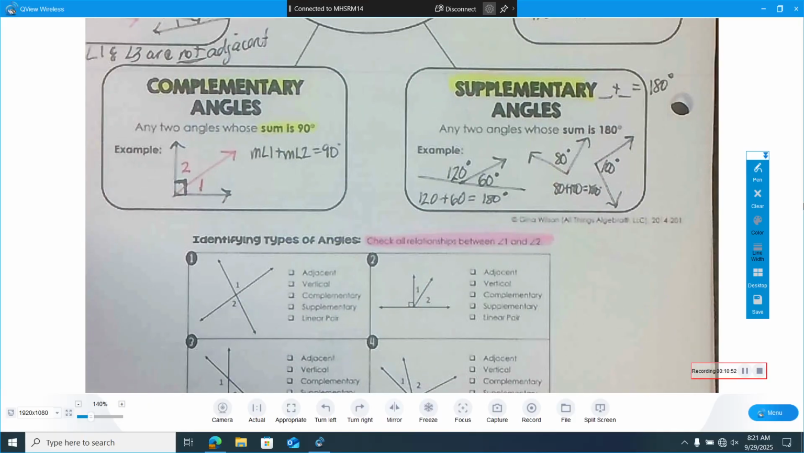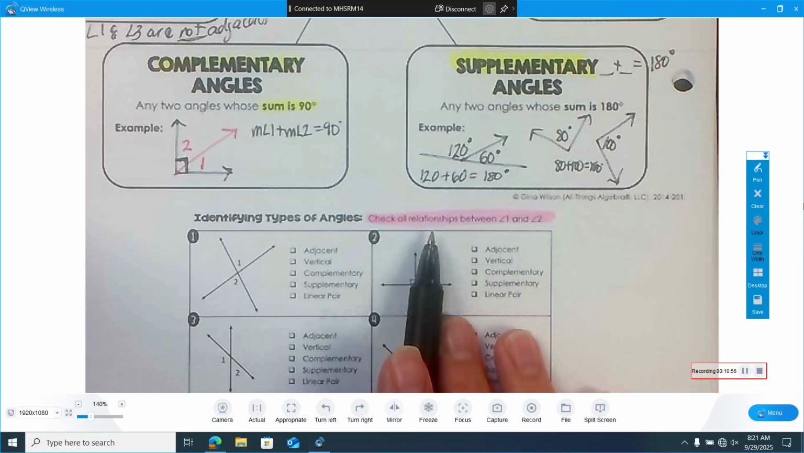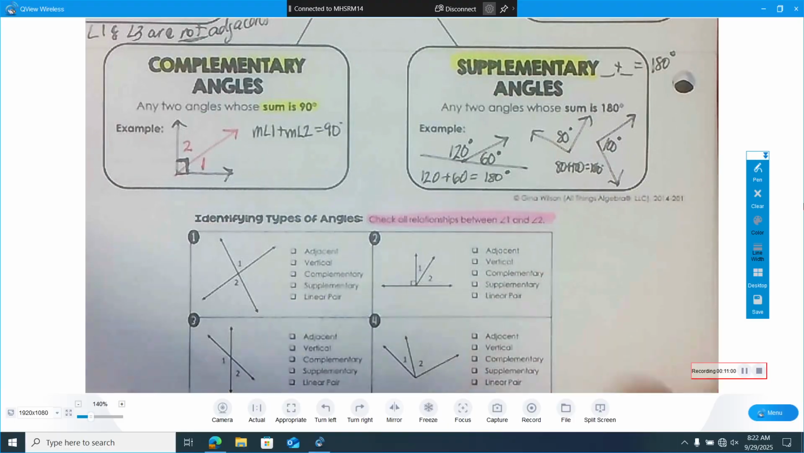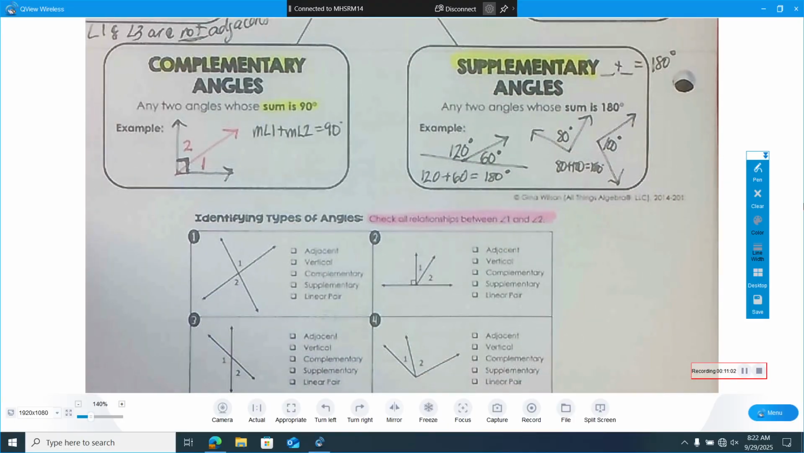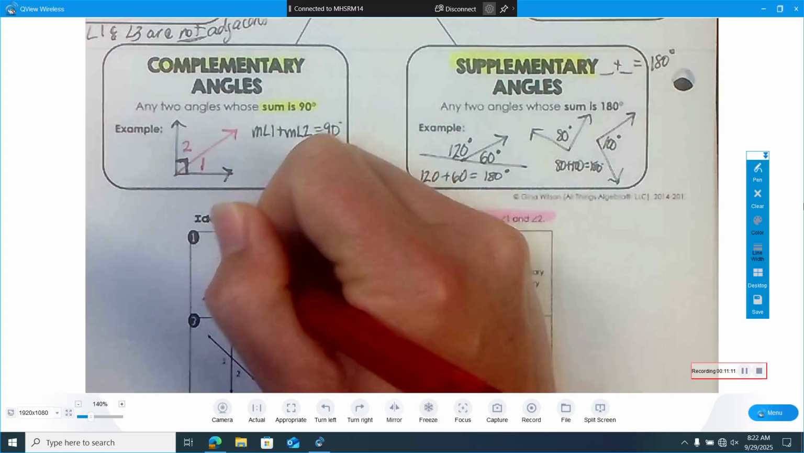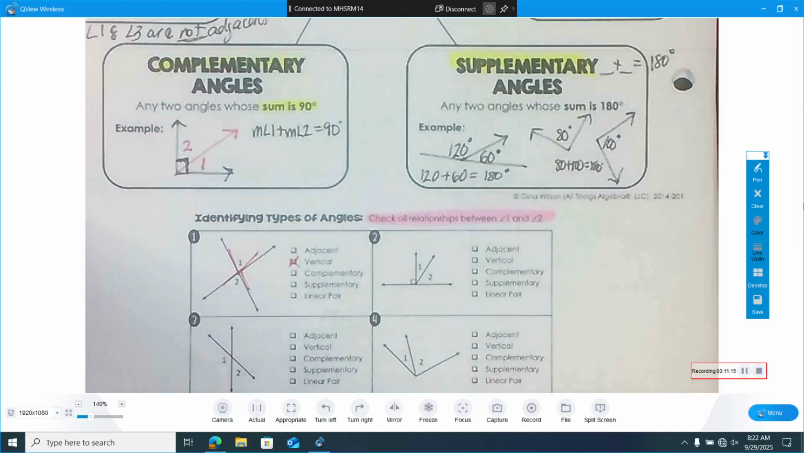Okay. All right, so we want to identify types of angles. Check all the relationships between just angles 1 and 2. All right, so looking at number 1 here, what kind of angles are 1 and 2? Vertical, yeah, they've got that little V shape going on. We got the V above and the V below, so that is definitely vertical. Are they adjacent?